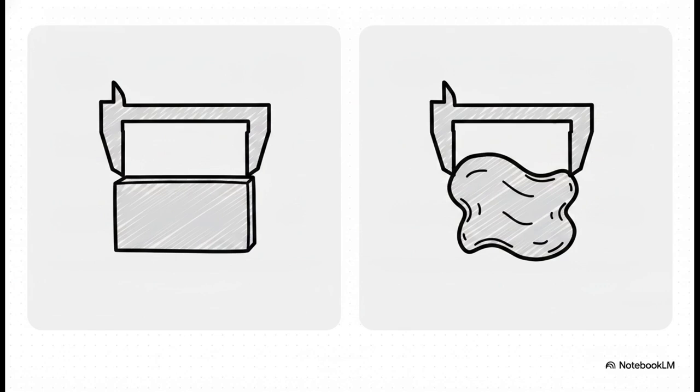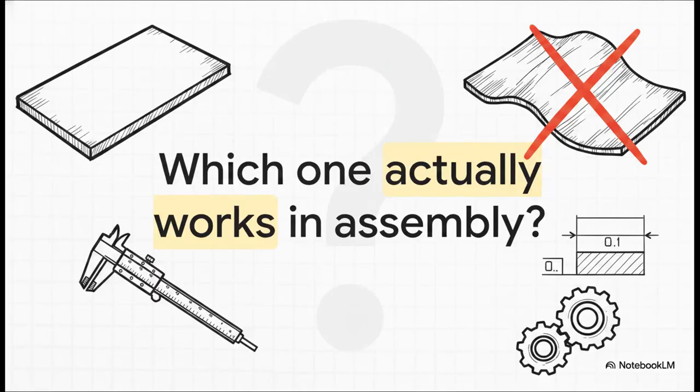And that's because basic size limits just check the local distance between two opposing points. You can take a micrometer to the valleys and peaks of that wavy block, and as long as that local distance is within tolerance, it technically passes size inspection. So size limits alone absolutely do not perfectly control a part's overall shape. So, I gotta ask you, which one of these actually works in a real-world assembly? Obviously the flat one, for sure.